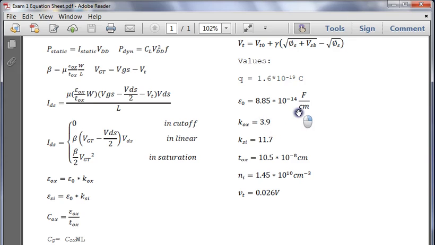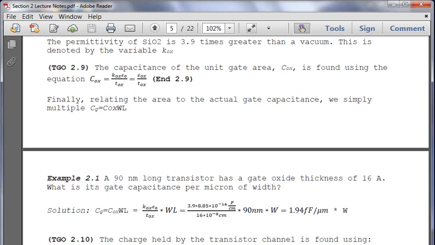EOX is 8.85 times 10 to the negative 14. KOX is 3.9. We multiply those together. We divide that by the thickness of our oxide, which is 10.5 times 10 to the negative 8. So now we have COX. So we have this variable. And if we go back, this is precisely what we have done.